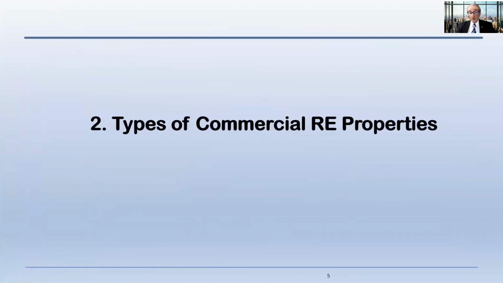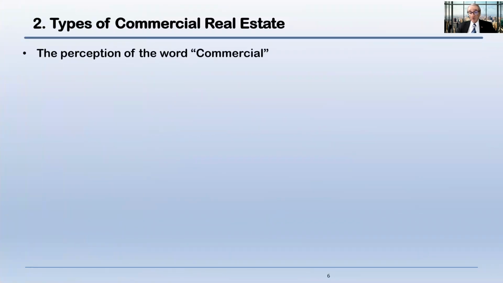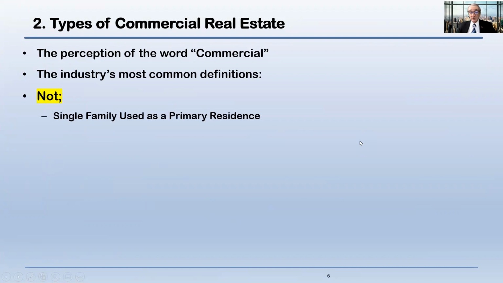All right, going forward, what are the types of commercial real estate properties? Well, the average person thinks of the word commercial as something where people are working, chimneys are there, manufacturing is taking place, and that's a very big misconception, because the commercial real estate industry's common definition is, believe it or not, anything which is not a single family used as a primary residence. Anything else is considered commercial property.